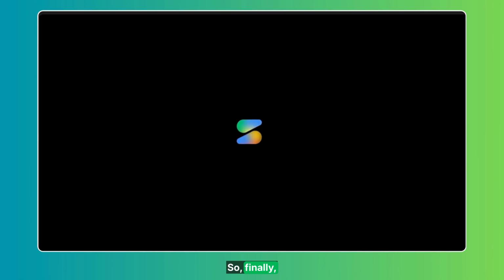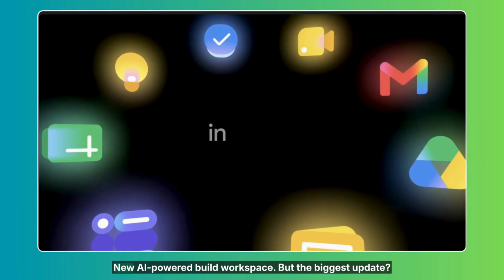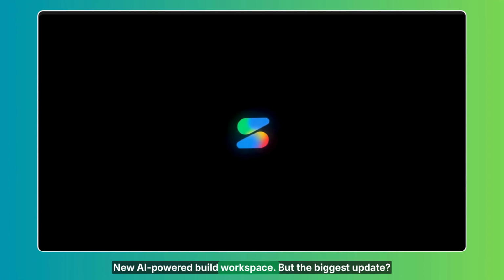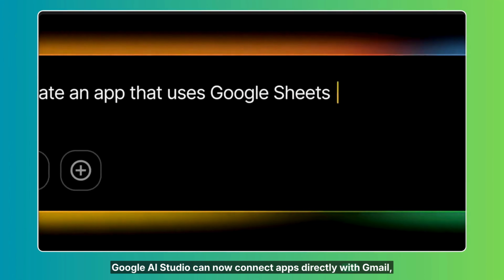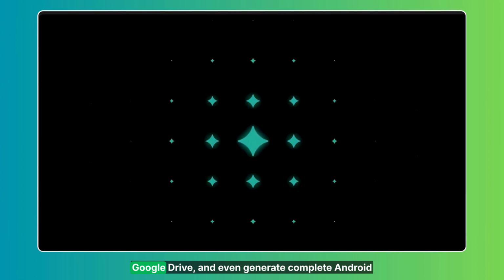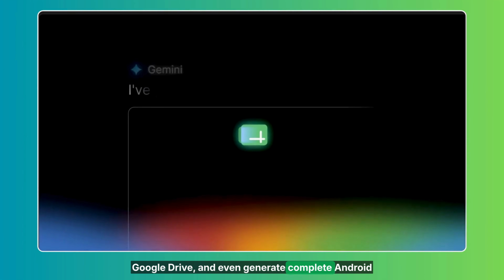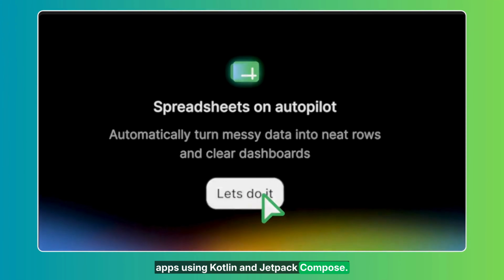So, finally, Google AI Studio has been completely transformed. New logo, new interface, new AI-powered build workspace. But the biggest update? Google AI Studio can now connect apps directly with Gmail, Google Sheets, Google Docs, Google Drive, and even generate complete Android apps using Kotlin and Jetpack Compose.